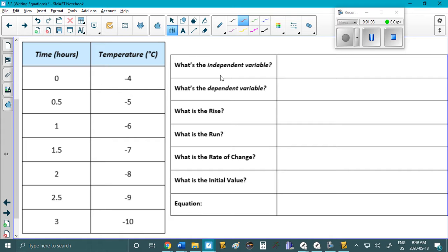So what is the independent variable? Well, the independent variable is always the thing on the left of the table, so that's going to be time. And then the dependent variable would be the temperature. And again, this is review from last unit, so hopefully it's not too difficult. And if it is, just get in touch with me. I'm happy to host a Google Meet for one person or a bunch of people, whatever works.